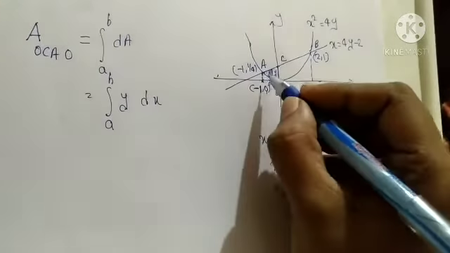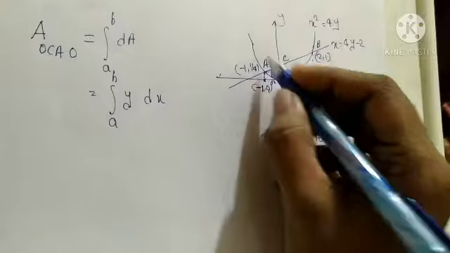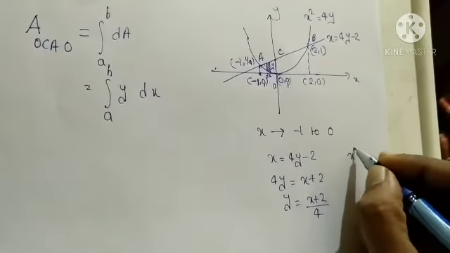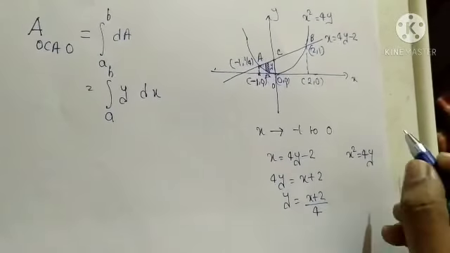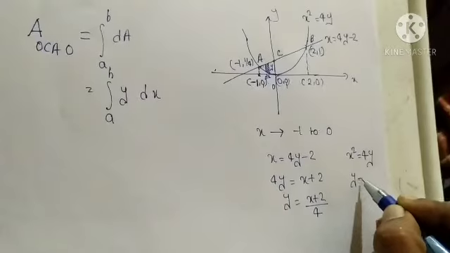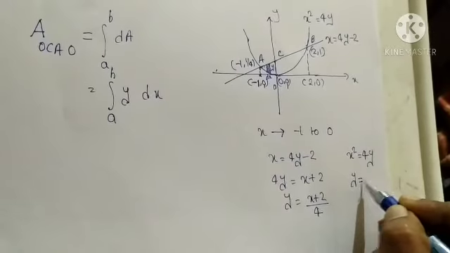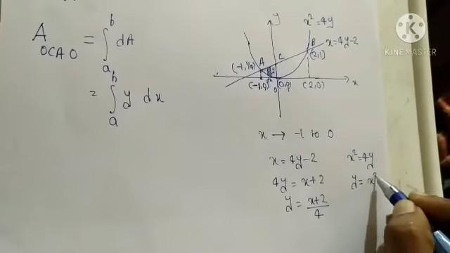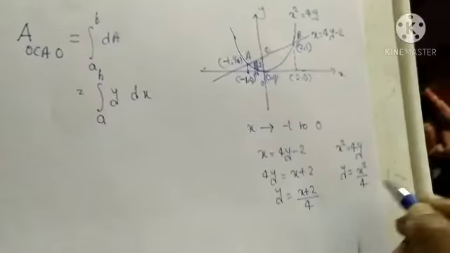Okay, and lowermost curve is our parabola x square equal to 4y, and here also we need to calculate y as a function of x. From this we get y equal to x square by 4.